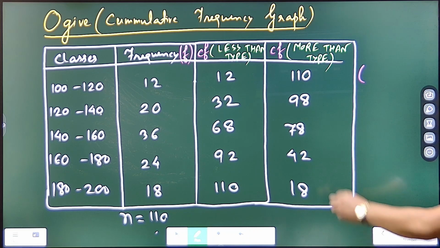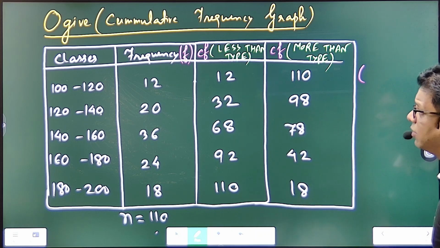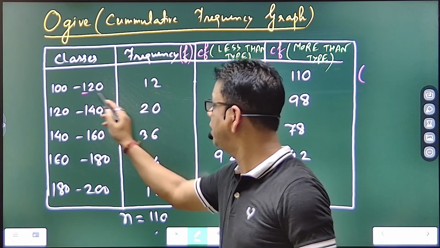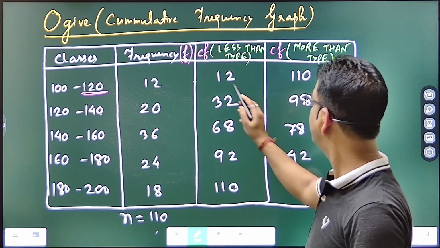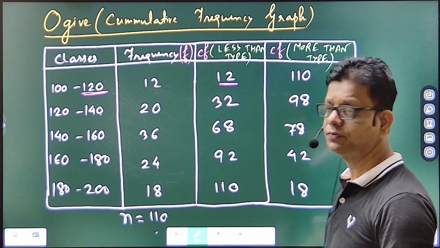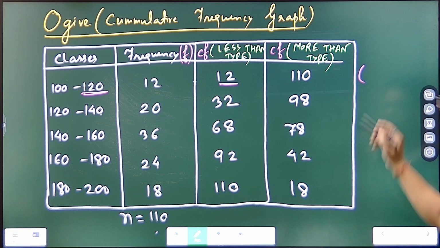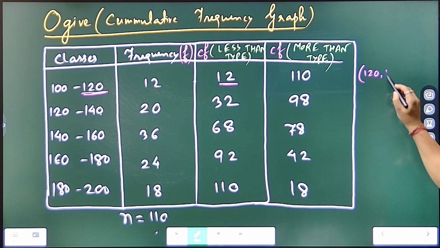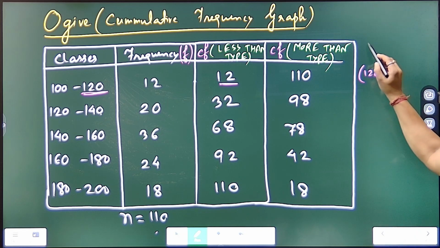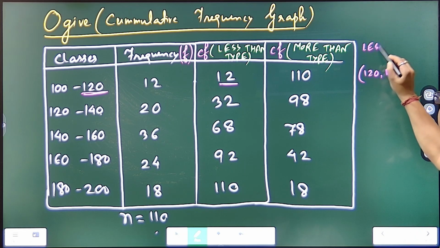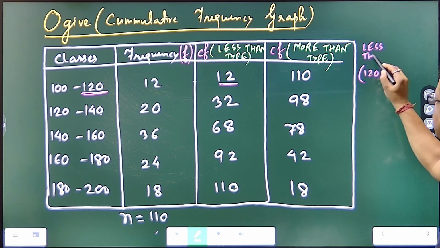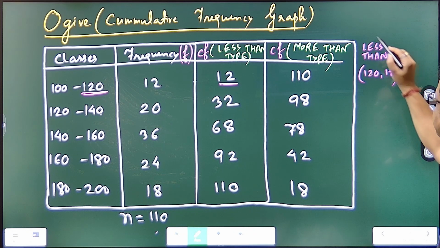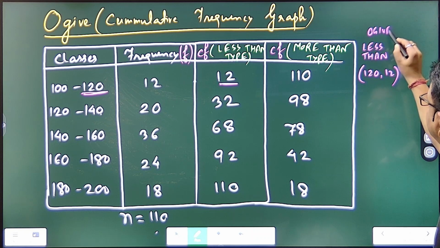What will we do in the less than type? In the less than type, we take the upper limit and the cumulative frequency. Could you understand? So which points are we plotting? We will be plotting 120 and 12 in the graph, for the less than ogive. I have less space here. So we will be taking these points.